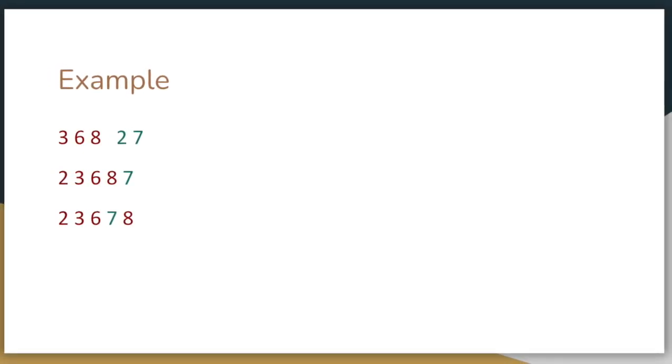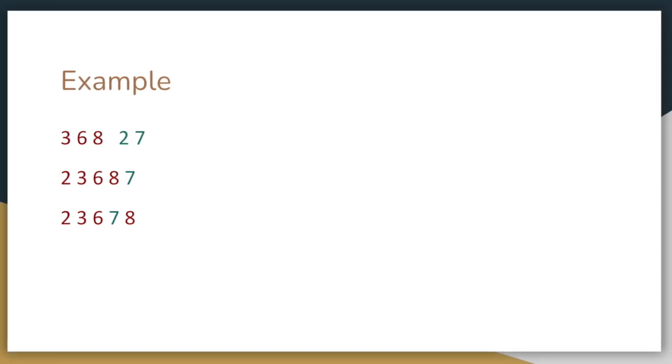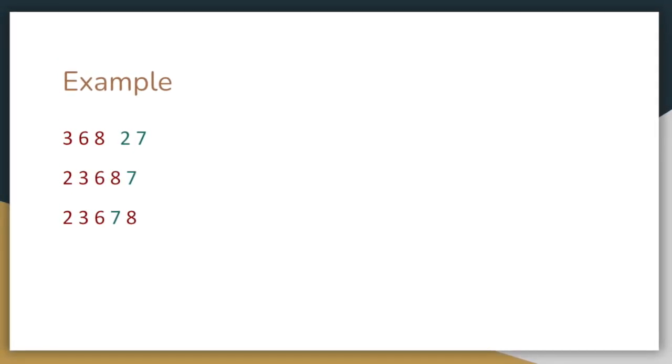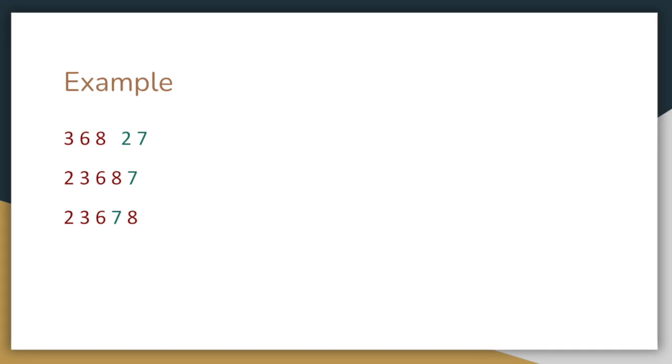Then we're going to compare 7 to 6. 7 is actually greater than 6, so we know that 7 is in its rightful place, because it is greater than the number to its left, but it is less than the number to its right.